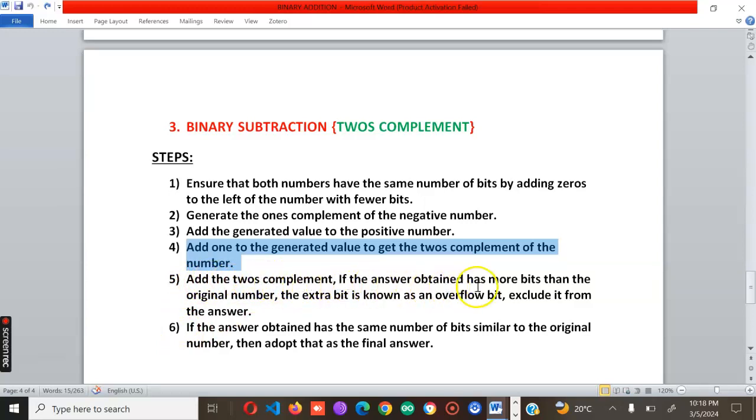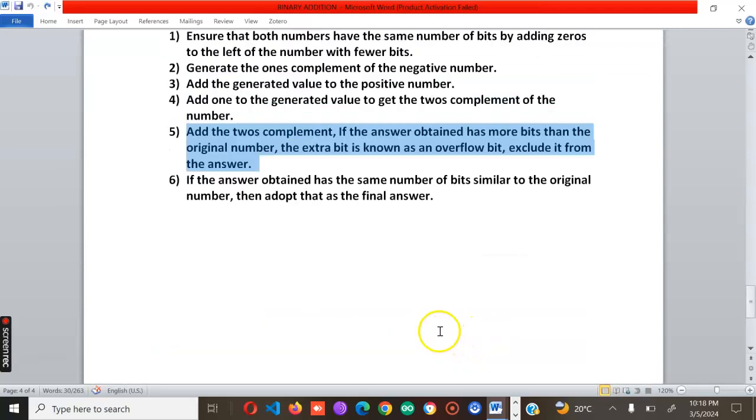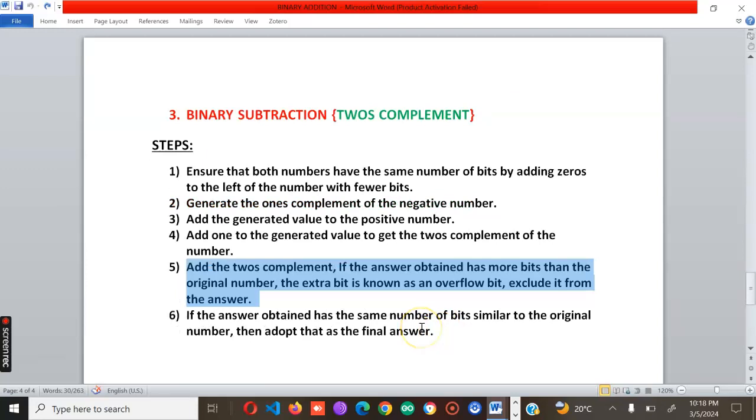If the answer obtained has more bits than the original number, the extra bit, known as the overflow, is always excluded from the answer. This is also very key, because we might have a scenario where you have more bits than the original number. Lastly, if the answer obtained has the same number of bits, you retain the answer. Having done that, now let's move to our example.